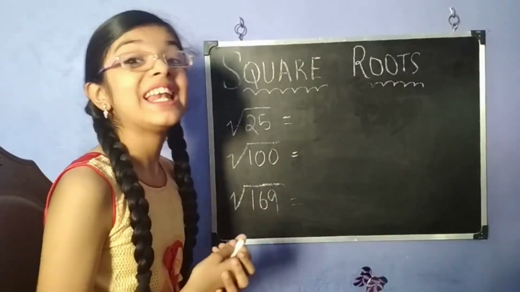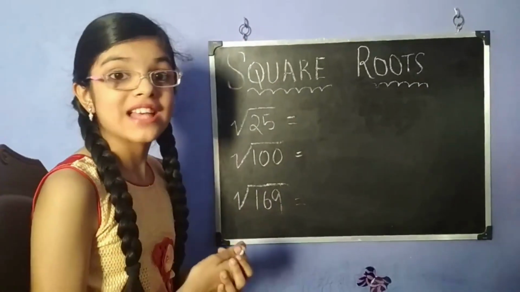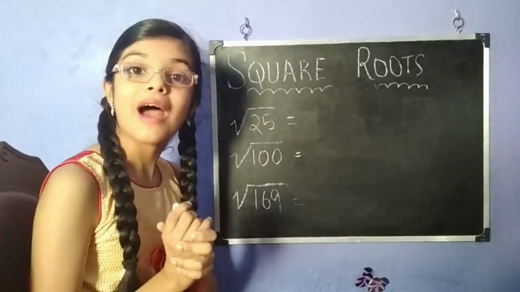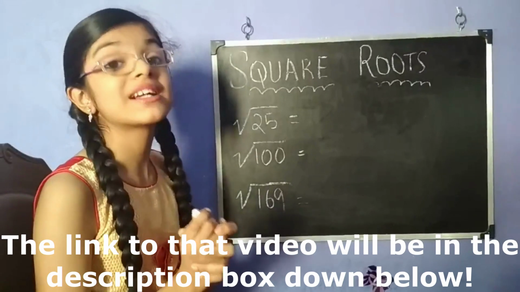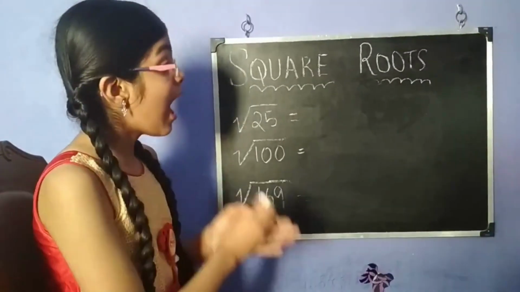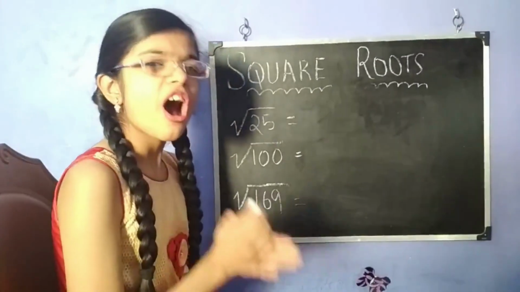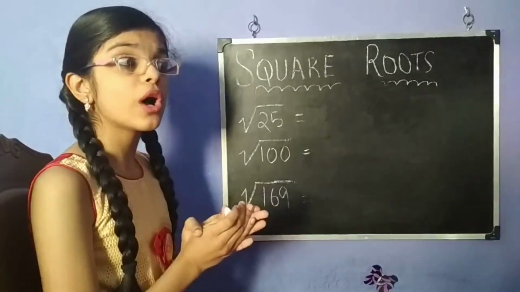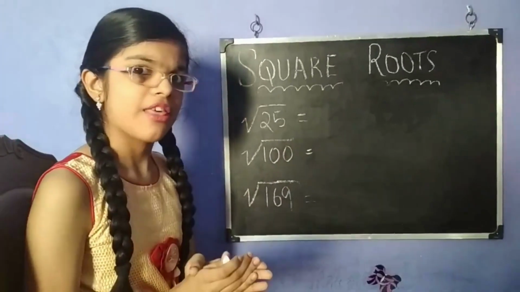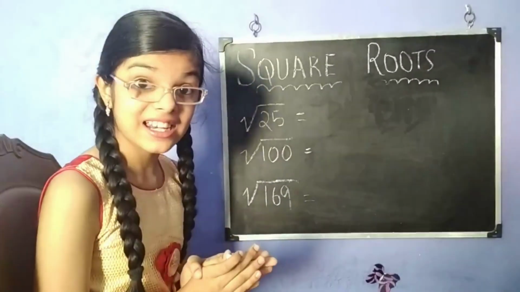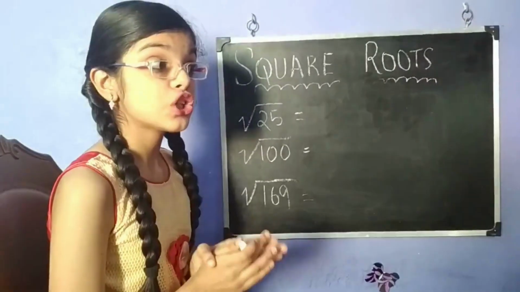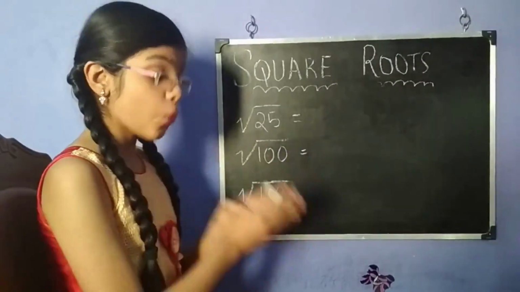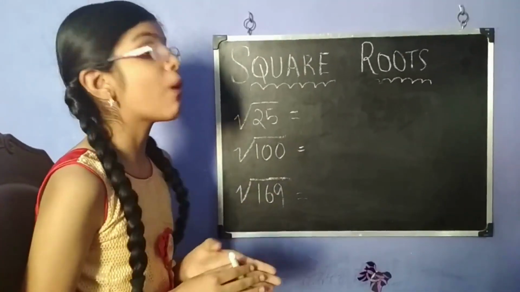Now, we're going to be learning about square roots. If you watched my last video on squares and square roots, you'll know. If you haven't, please go back and watch it, because this is going to really help you. I said that square roots are the complete opposite of squares. We have a word for opposite in math. What is it? Exactly, inverse. So like addition is the inverse of subtraction, squares are the inverse of square roots.